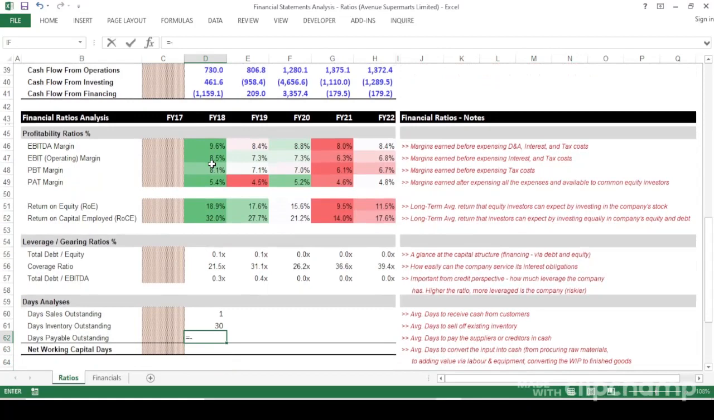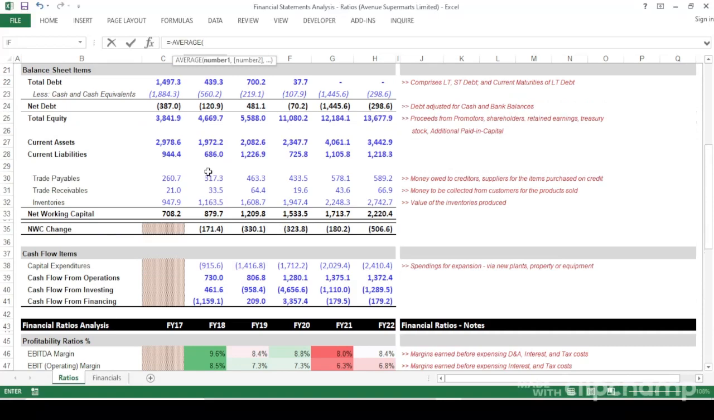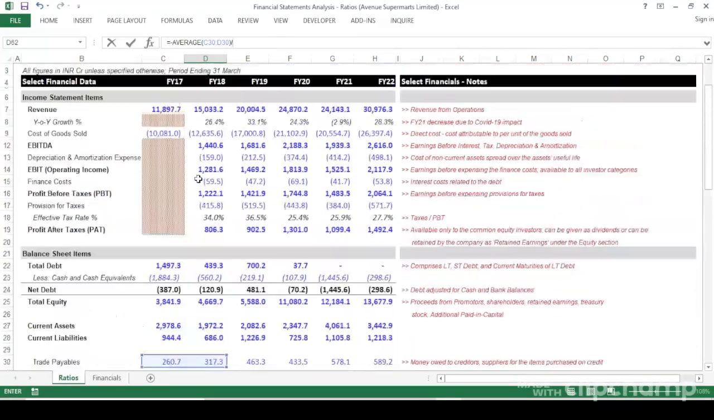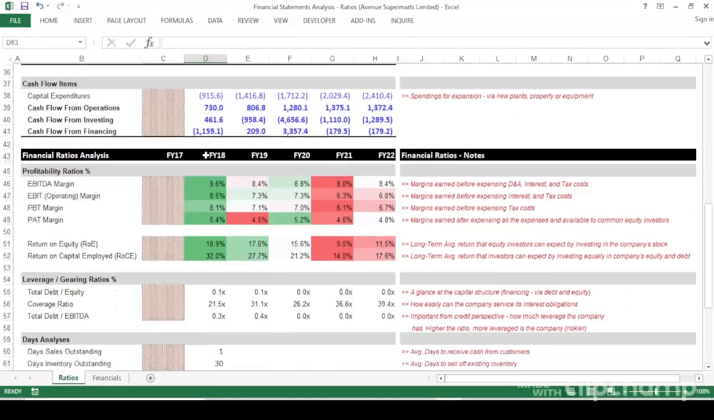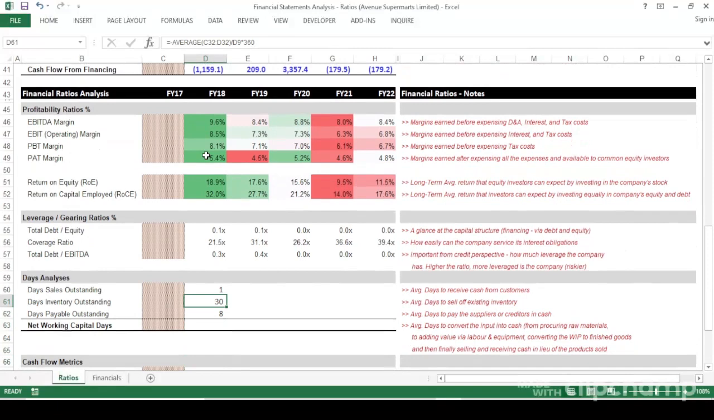Then for the payables, again I'm going to link it to the cost of goods sold. So I'm putting a negative sign here. This is the average of the payables divided by the cost of goods sold, multiplied by 360. So this is 8 days.